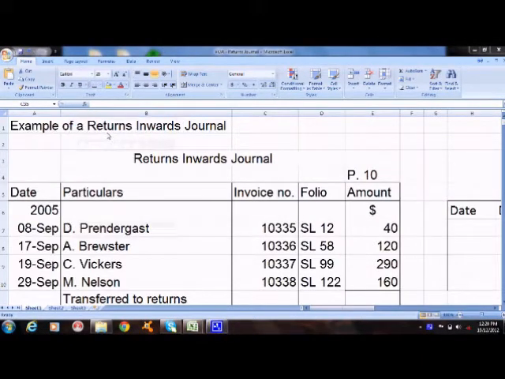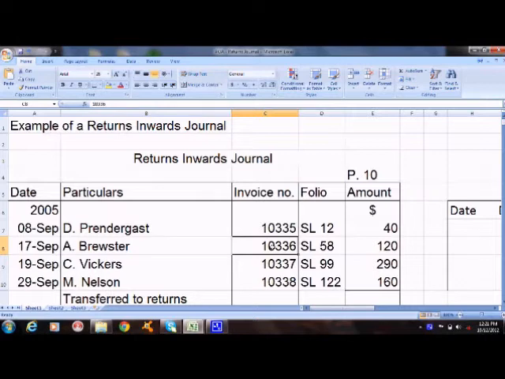Now let's look at an example of how returns inwards journal works. These documents, these things here. We're looking at returns inwards journal first. These customers returned goods to us. We now assume that credit notes are sent to them, and the credit notes are numbered here: 10335, 10336, 10337, 10338. The invoice numbers were sent to them first. Same thing for the credit notes. So credit notes are sent to them.